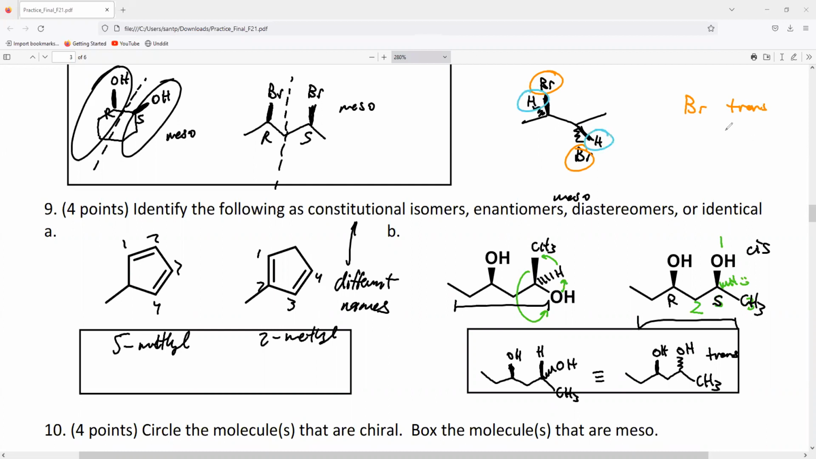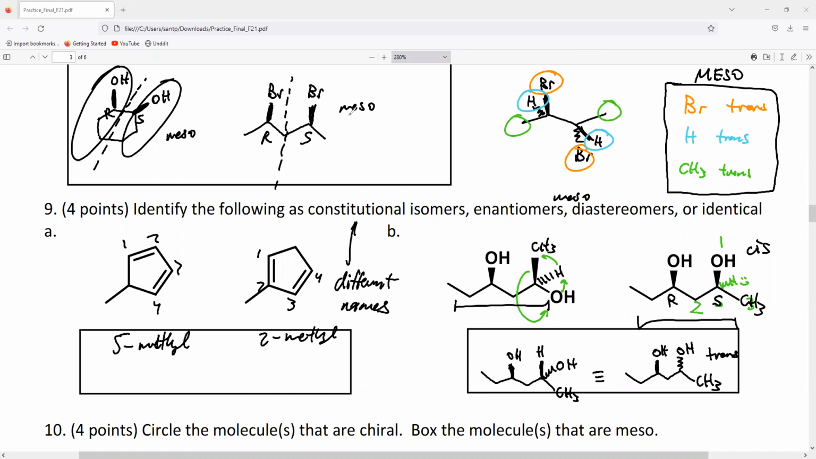If I look at the H's, they are trans. And if I look at the CH3s, the CH3s are trans. This is the symmetry that we're talking about that we see in meso, when the like groups all have the same stereochemical relationship. So Brs are trans, Hs are trans, and methyls are trans. This is a meso molecule. You can actually apply this to these molecules as well, right? It's just that in these cases they're not trans to each other. In these cases, if I look at the bromines, they are cis.